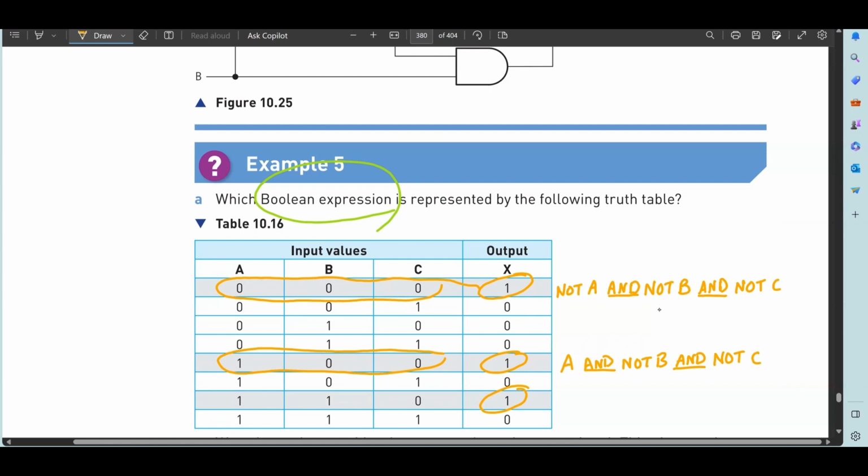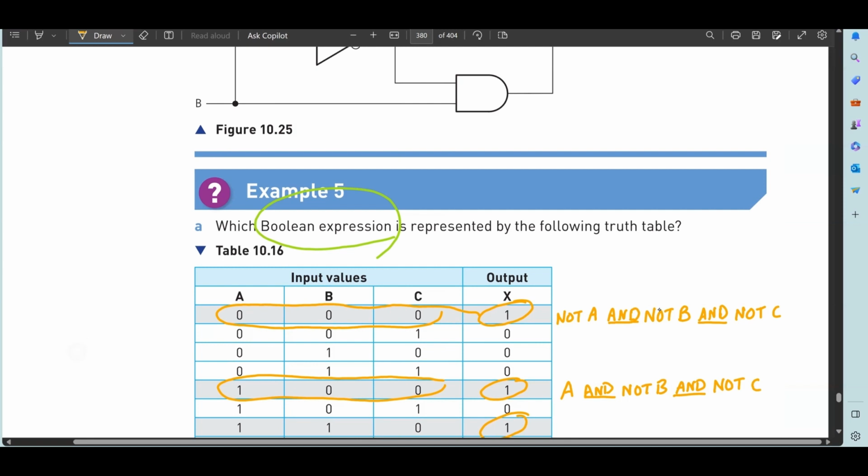Okay. Then the last one, the second last one, came on when A was on, B was on, and C was off. So it is A and B and not C. Now the common sense says, the truth table says that you can have an output of 1 on any of these combinations of inputs, or on any of these three logical expressions.